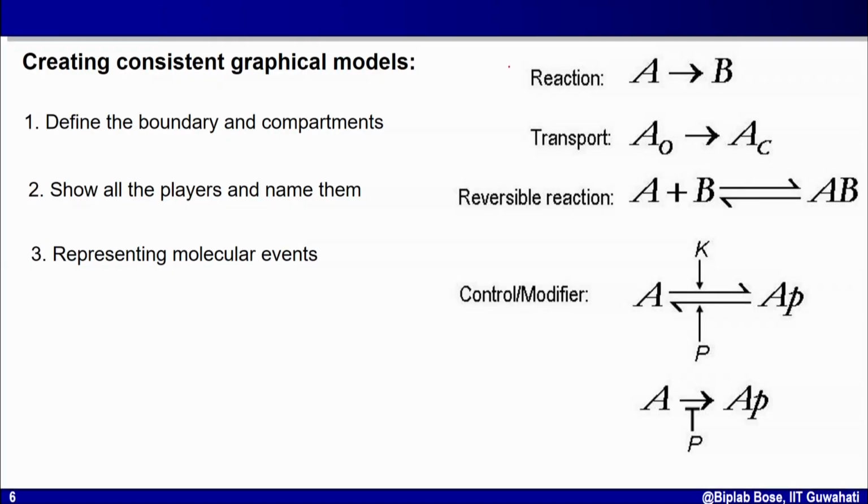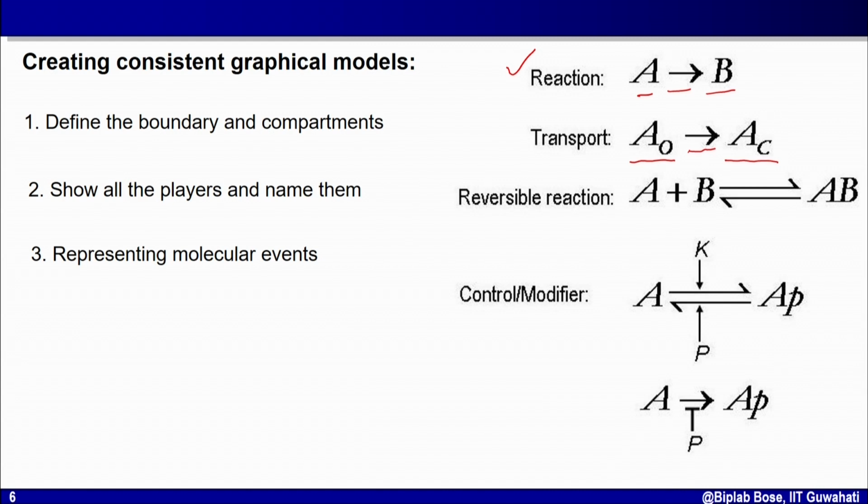The first one is a simple reaction. A is becoming B. So you just represent that by A to B by an arrow, with an arrowhead at the product. Suppose, just like the previous example, A is present outside, so I have marked it as AO. That is going inside the cytoplasm, so it is AC. This is just a transport process. I can represent the transport process also by an arrow, just shown here. So AO is getting transported to AC in the cytoplasm.